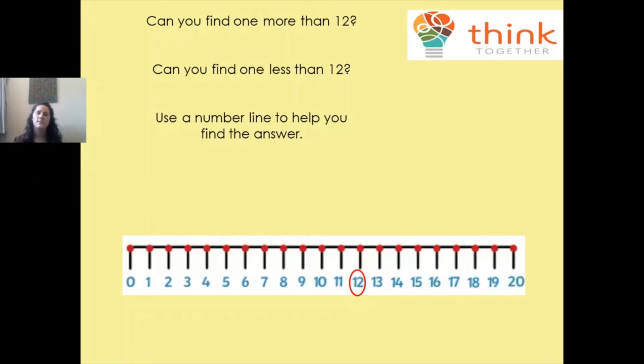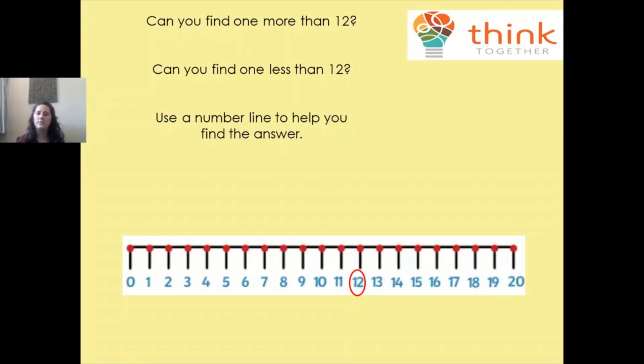Listen to the question and see if you can find out how many jumps we're going to need to do. Can you find one more than 12? How many jumps are we going to need to do? That's right, we're going to need to do one jump because it's asking to find one more. Just remind me, if we're finding one more, do we need to jump forwards or backwards on the number line? That's right, the number is going to get bigger, so we need to jump forwards.